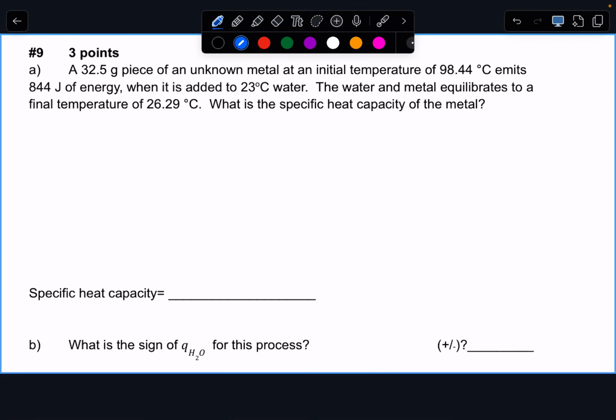Yeah. So it's asking for the specific heat of the metal, but we're only given the final and the initial of the water and the initial of the metal. So how would we get the final of the metal? So you're given the final of the two together because you're putting them together and then they sit there, so they end up at the same final temperature. So, yeah, that 26.29 is the final for both the water and the metal. Did that answer your question? Okay.